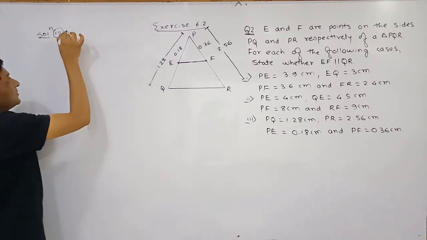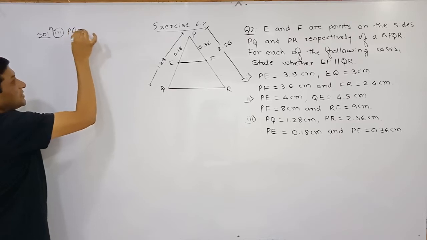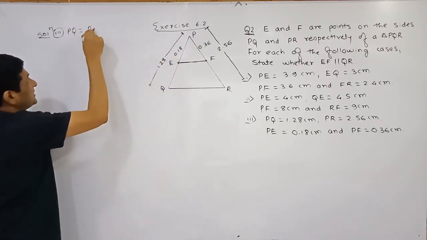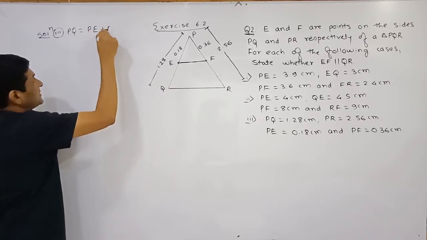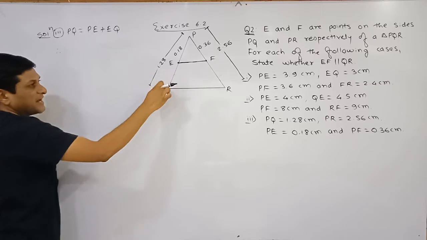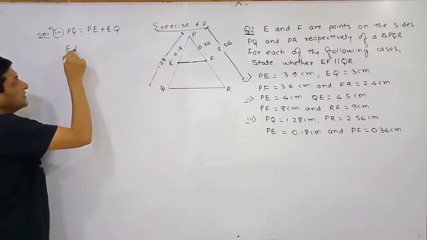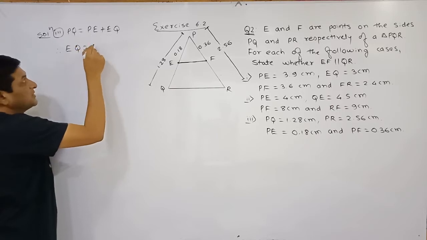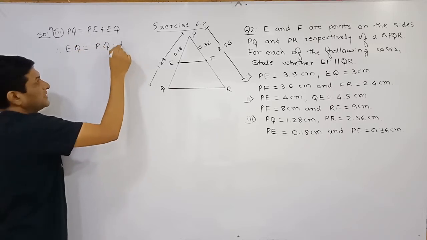So here we can say that PQ is equal to what? PE plus EQ. Okay, so our aim is to find the value of EQ. So EQ is equal to, this plus term on this side will become minus, so PQ minus PE.